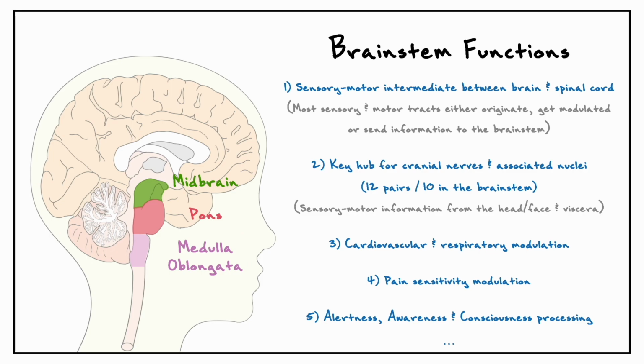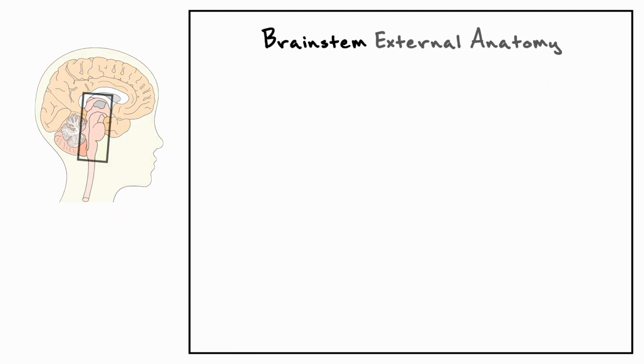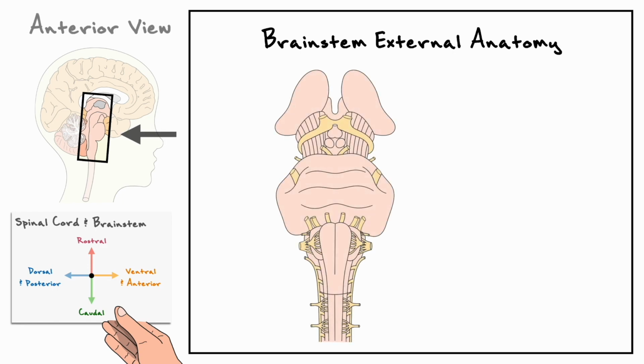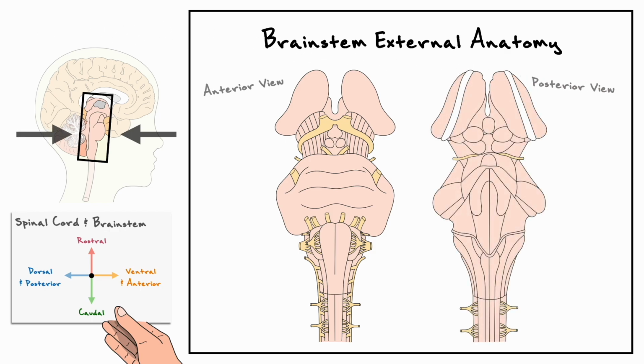With this introductory overview of the brainstem functions, let's now focus on its external anatomy. To understand where the following diagrams come from, it will be important to recall the neuroanatomical navigation axes. The axis that will be important for us is the posterior dorsal and anterior ventral axis. So, if we first look at the brainstem from this perspective, we get the anterior view of the brainstem, and from this perspective, we get the posterior view.